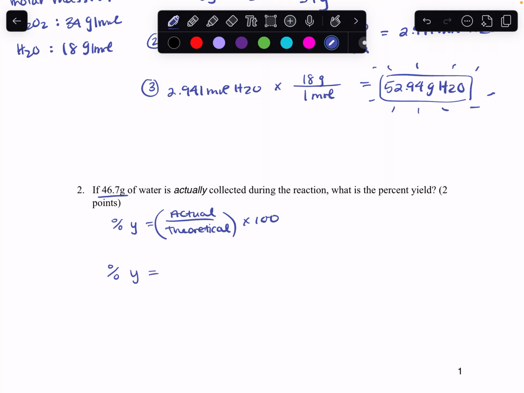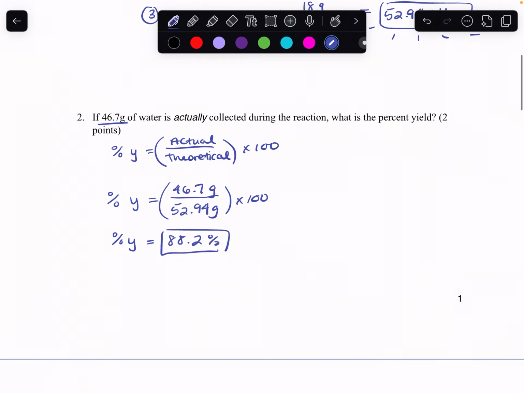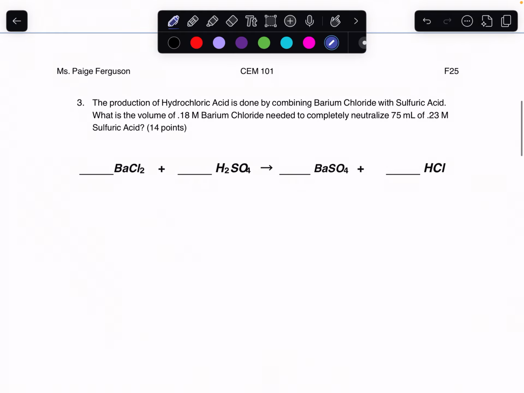Percent yield equals my actual 46.7 grams over my theoretical, which is 52.94 grams. I am going to, LOL, we are not working out tonight. You're so funny. Now I'm just going to set it up, divide and multiply. And when I multiply it all out, my percent yield is 88.2%. Amazing. So that's pretty legit. I mean, it could be higher, but it could always be lower. Take the win. All right, next one.